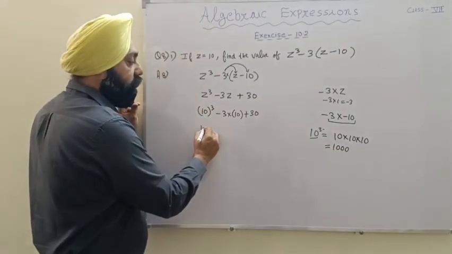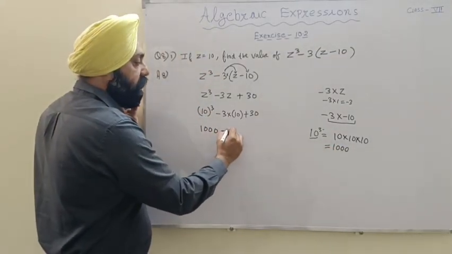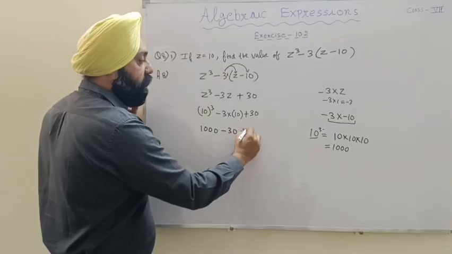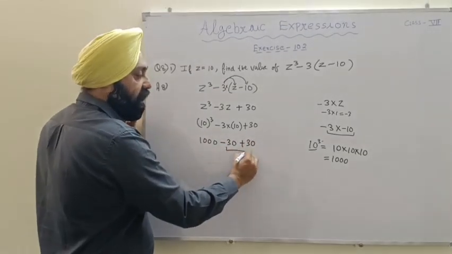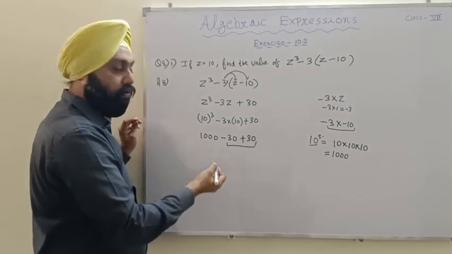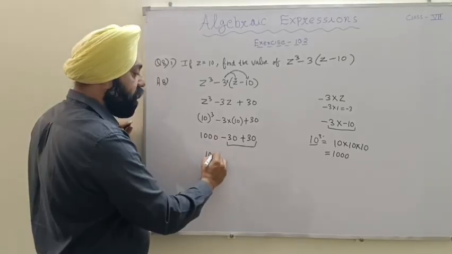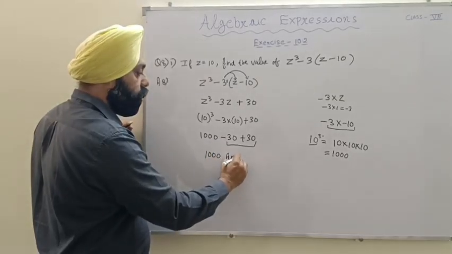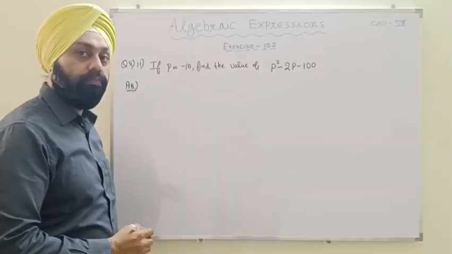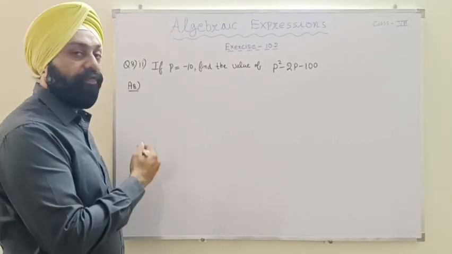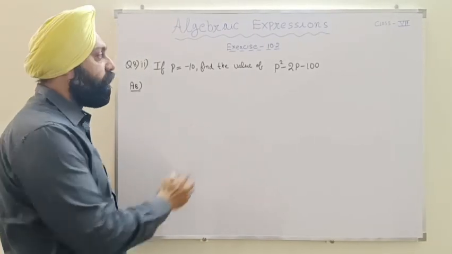So we will write 1000 here, minus 3 into 10 will give 30 plus 30. So minus 30 and 30 will cancel out, they will become 0. So ultimately the answer is 1000.